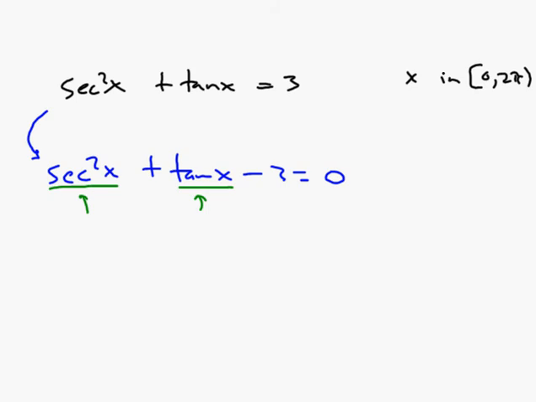So ideally, what I'd like to do is start thinking about identities that I know that involve secant squared and tangent. Here's one that comes to mind that doesn't directly involve those things. It's called the Pythagorean identity. But we know we can go through this and divide it all by cosine squared.